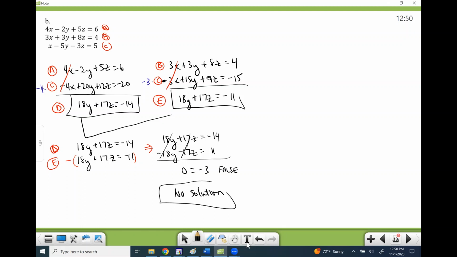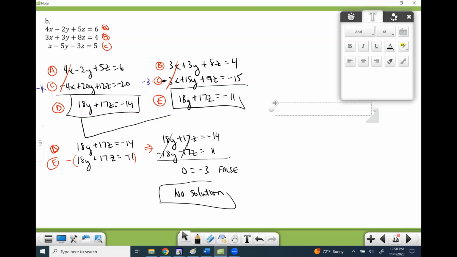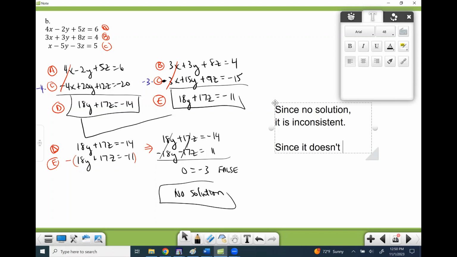Now I do realize that I think I forgot to classify these, right? So let's go in here and classify these. So remember, if it has no solution, it's inconsistent. And since it doesn't have infinitely many, it is independent.